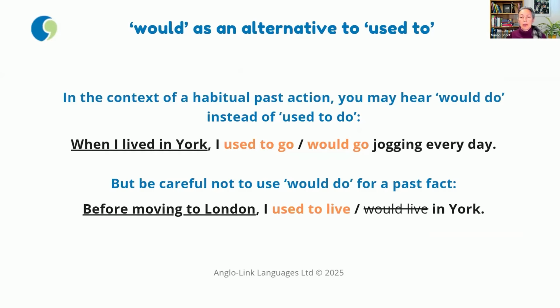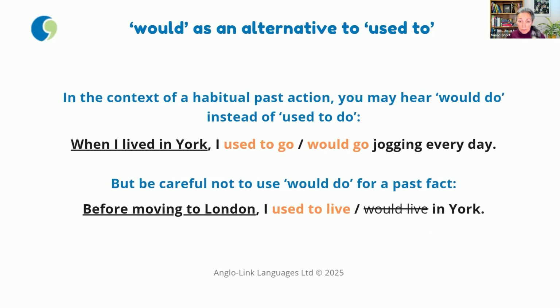Let's have a look at the other modal verb I mentioned, would. Sometimes you hear would as an alternative to used to. In this context, you can only use it for habitual past actions. You can say, when I lived in York, I used to go or I would go jogging every day. So a repetitive habitual action.